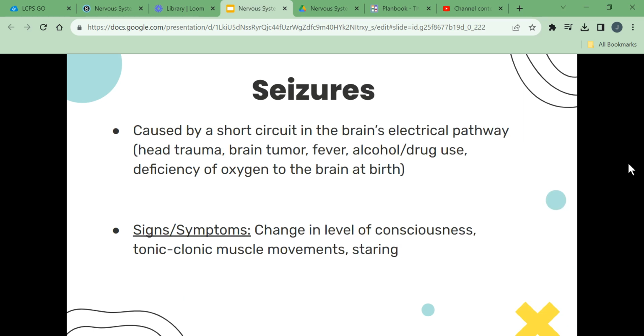Next, we have seizures. Seizures are caused by a short circuit in the brain's electrical pathway. This can be from head trauma, a brain tumor, fever, alcohol or drug use, or deficiency of oxygen to the brain at birth. Some signs and symptoms include change in level of consciousness, tonic-clonic muscle movements, and staring.